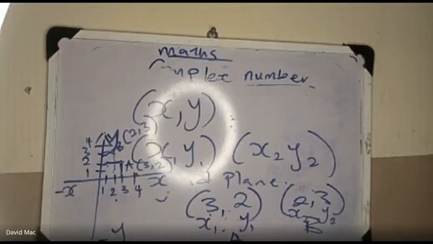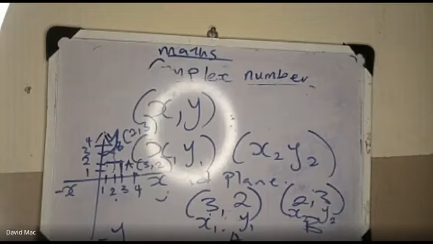Is that clear? The reason why I'm giving you this is because normally when you come to complex numbers, that's the geometric representation. I just gave you this as an instance. You understand? This is how the point is.